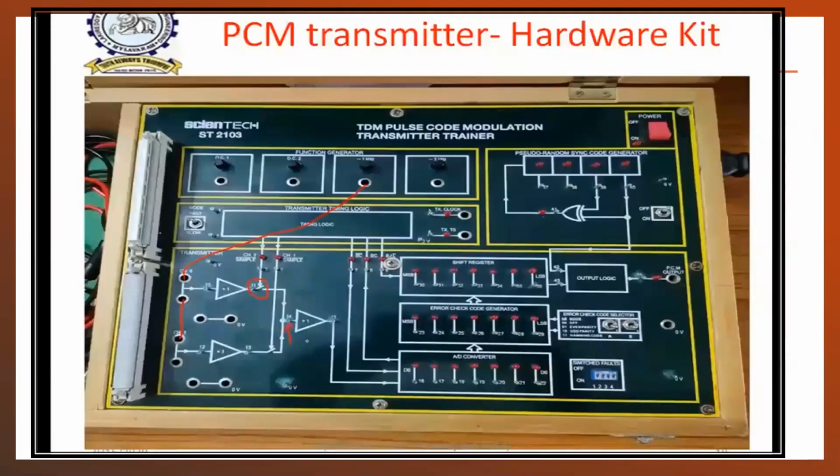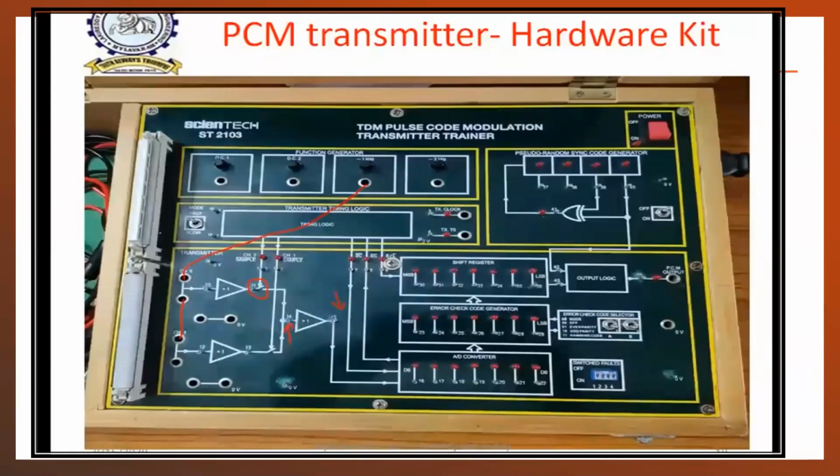Similarly, this block represents the quantization process. Inside it there is an IC diagram for quantization, but that is not shown. After this particular pin, if you connect the CRO probe, you can observe the quantization output on the CRO. And then the encoder: this particular block represents the encoder block.